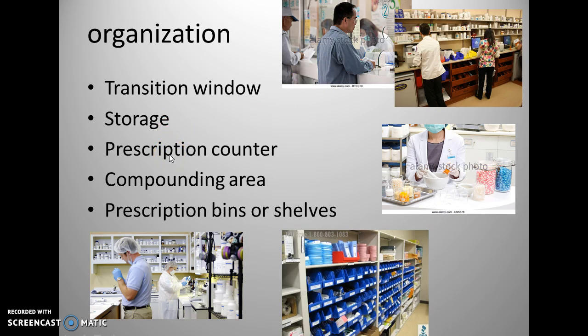The next one is the prescription counter. The prescription counter is very, very important. As you can see here is an example of a prescription counter. There will be at least one counter designated for preparing non-compounded prescriptions. Equipment used in this area includes counting trays, vials, labels, and auxiliary and precautionary labels. This counter should be kept clean and orderly at all times, and you can see that in this particular picture right here.